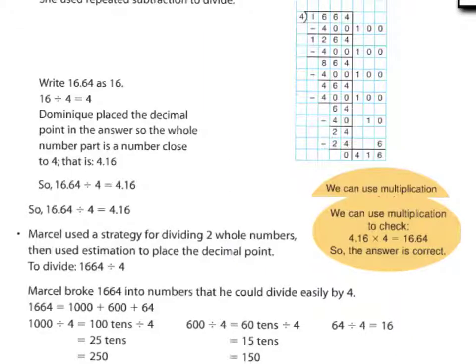And again, you're going to use estimation to help you determine decimal placement. So if we know 1664 is close to 16, 16 divided by 4 is 4, we know our answer has to be close to 4. 4.16 would be our answer. We could use multiplication to check. We could multiply 4.16, or 4 and 16 hundredths, times 4, and we would see that we would get 16.64, or 16 and 64 hundredths, and our answer would be correct.